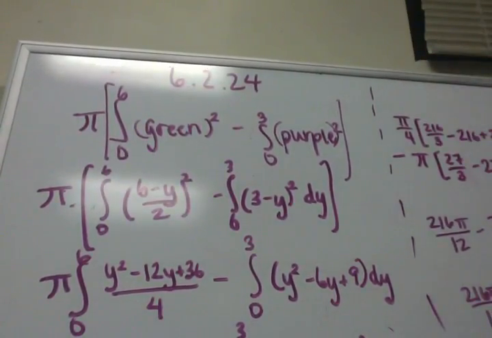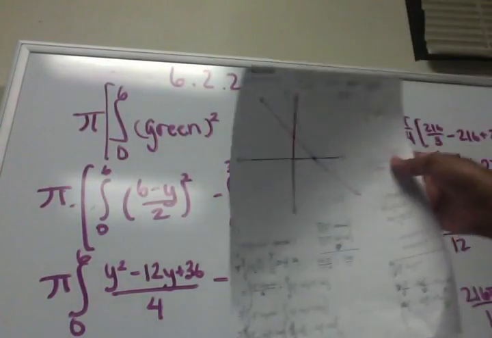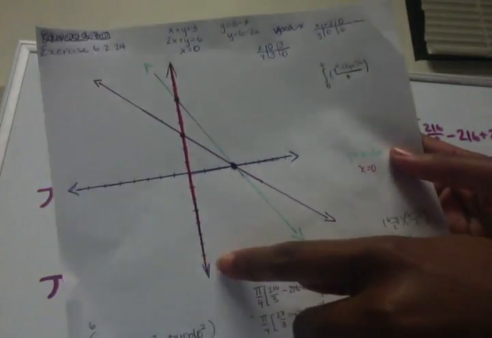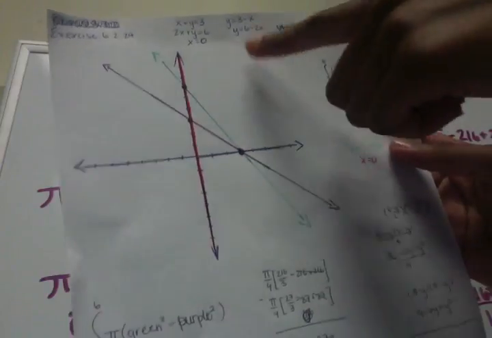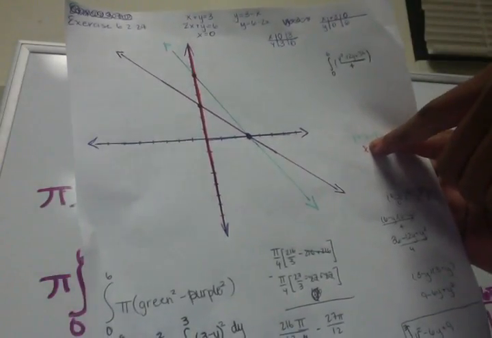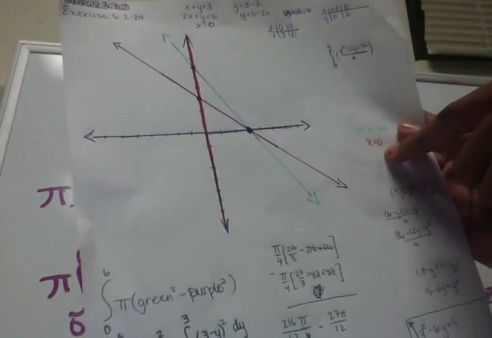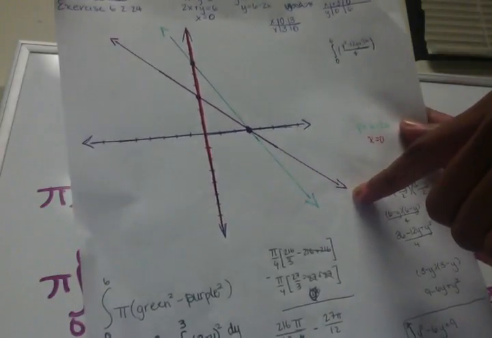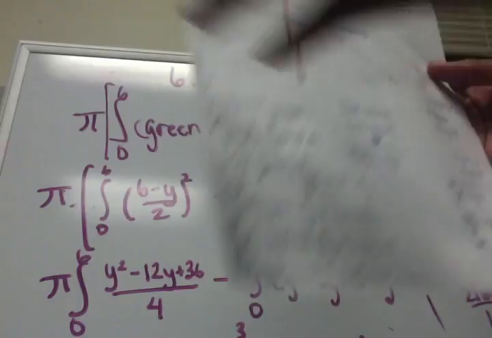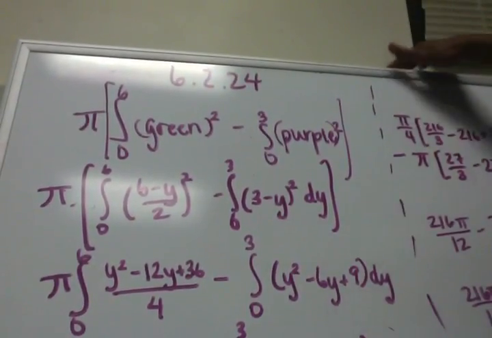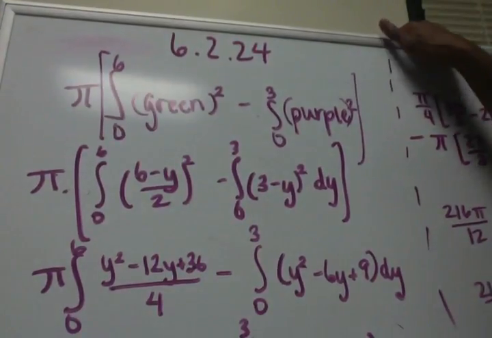And so the first thing I did was I drew the curve. I drew it on a sheet of paper though. It looks like this. This is the x equals 0 line. The green one is the 2x plus y equals 6 line, and the purple one is the x plus y equals 3 line. After I drew the graph, I started working on my functions, on my integral.